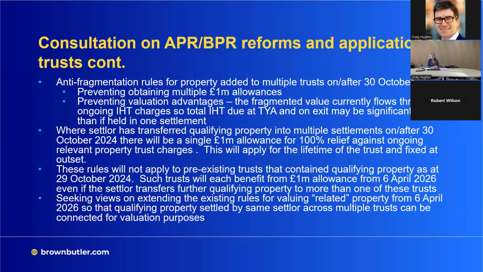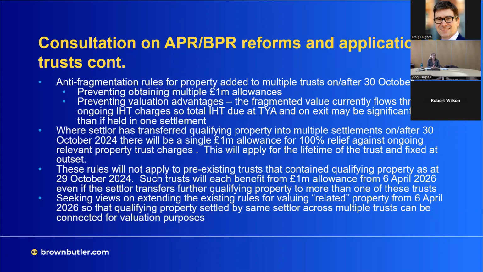So if you'd set up 4 settlements on or after the 30th of October, that would indicate that each of those trusts would only have £250,000 for the lifetime of those trusts at each event, and that's what would refresh every 10 years. And if one of those trusts stopped having any qualifying property, there's no ability to transfer the unused allowances across to the other settlements.